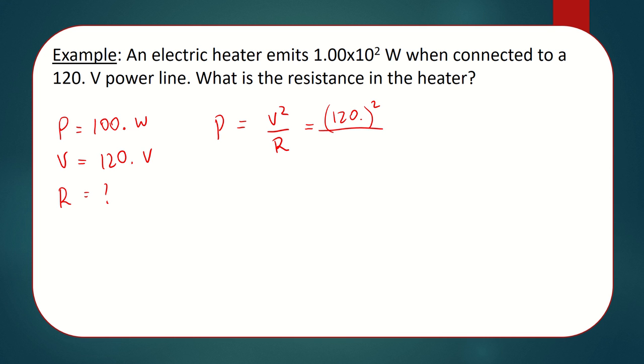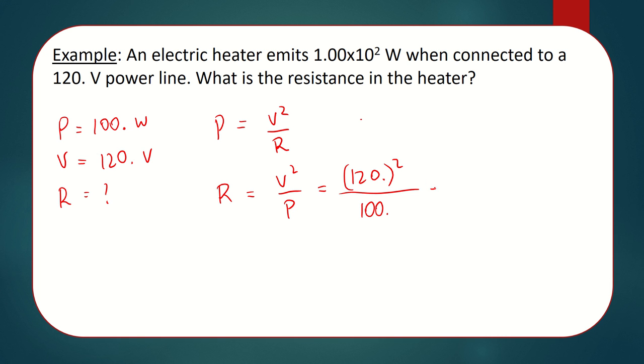I got ahead of myself. So first, let's rearrange this and solve it for R, because we know the power and we need the R. So R is going to equal V squared over power. Now it's going to make more sense. Here we plug in our voltage, which is 120 squared. Power is 100 watts. So we get 120 squared, which is 14,400, divided by 100, which is 144. And the units are going to be ohms.